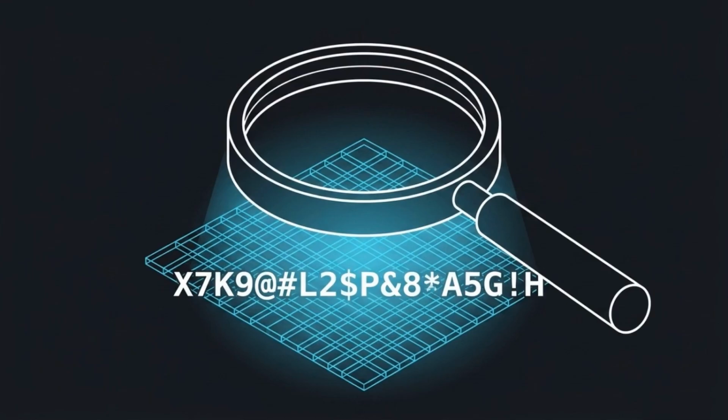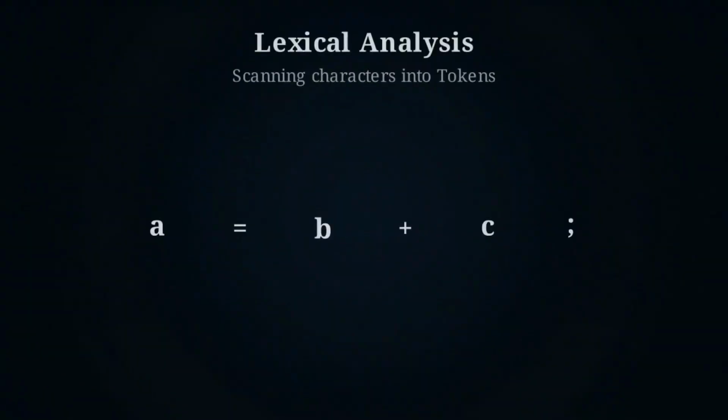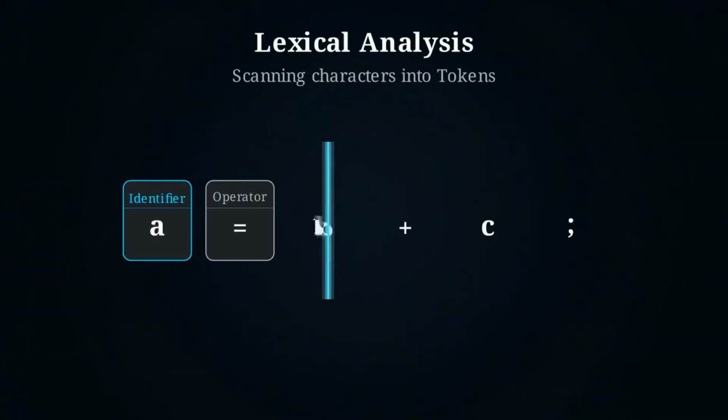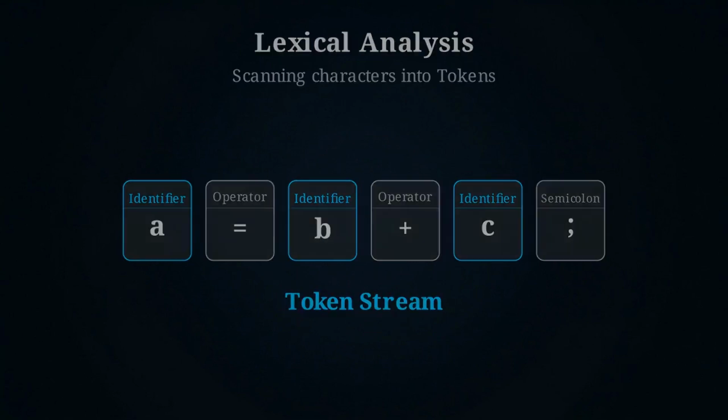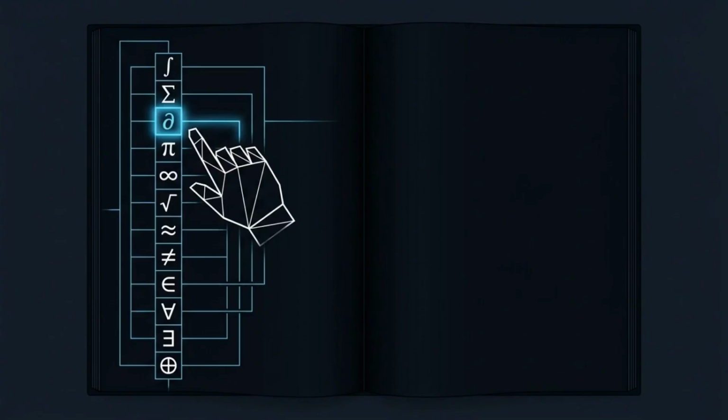That manufacturing starts with lexical analysis, or the lexer. Its job is to scan the raw characters and group them into recognizable units called tokens. The lexer follows a narrow set of rules, essentially checking a dictionary. It only asks, is this specific word or symbol a valid part of our language?